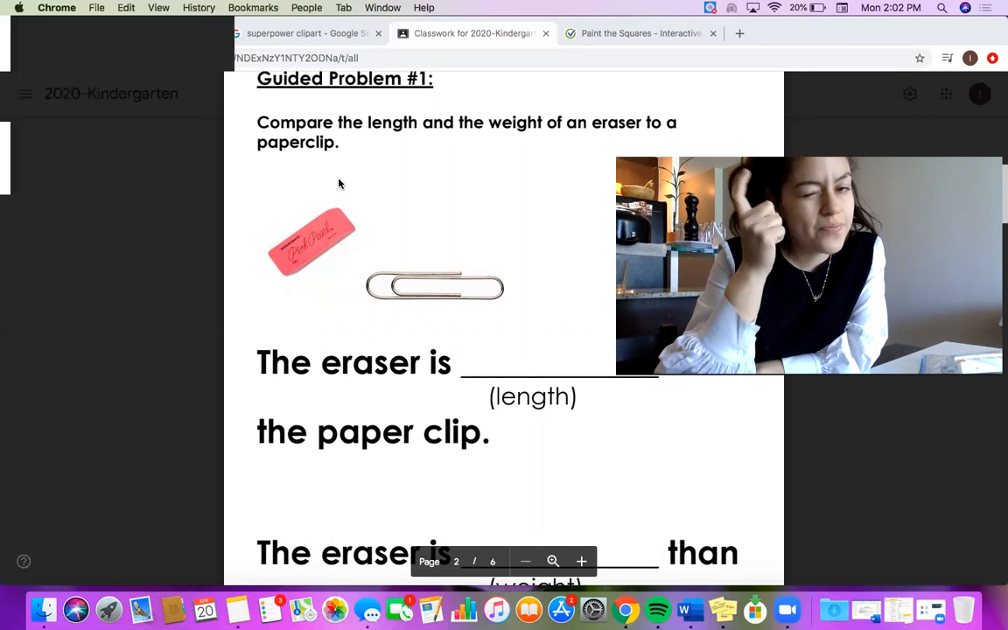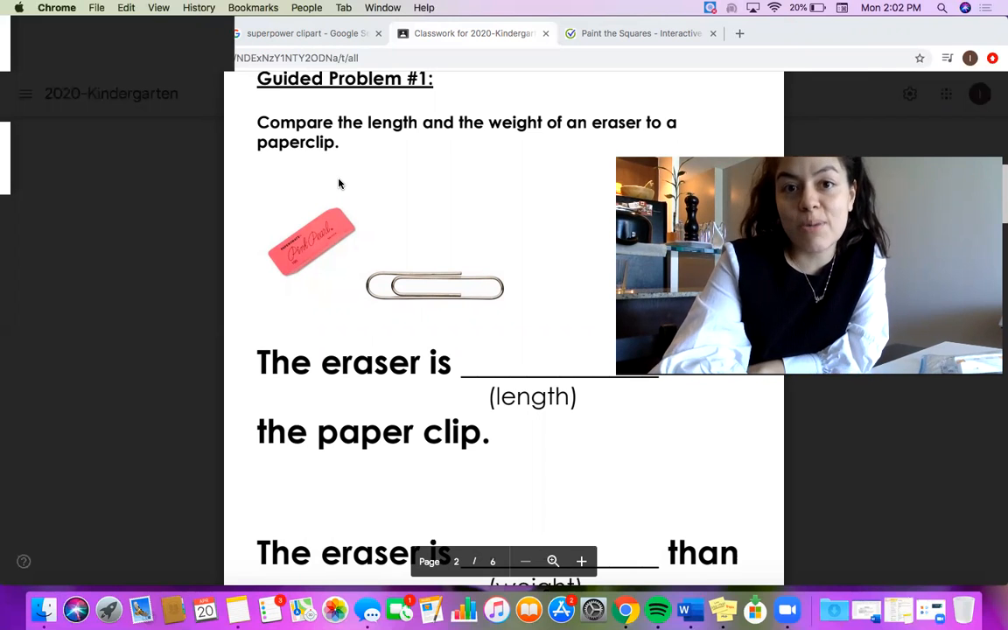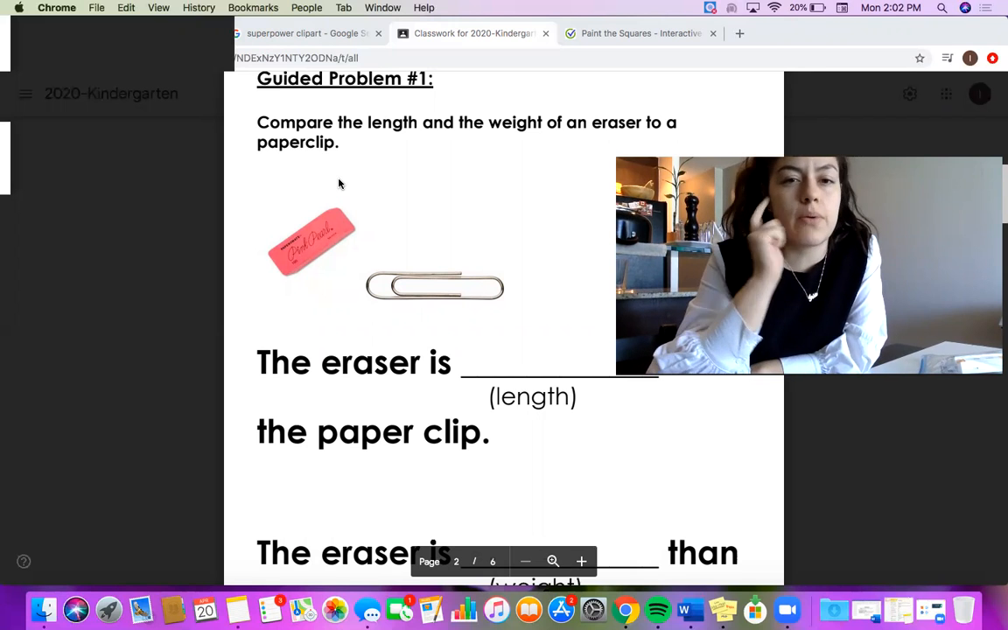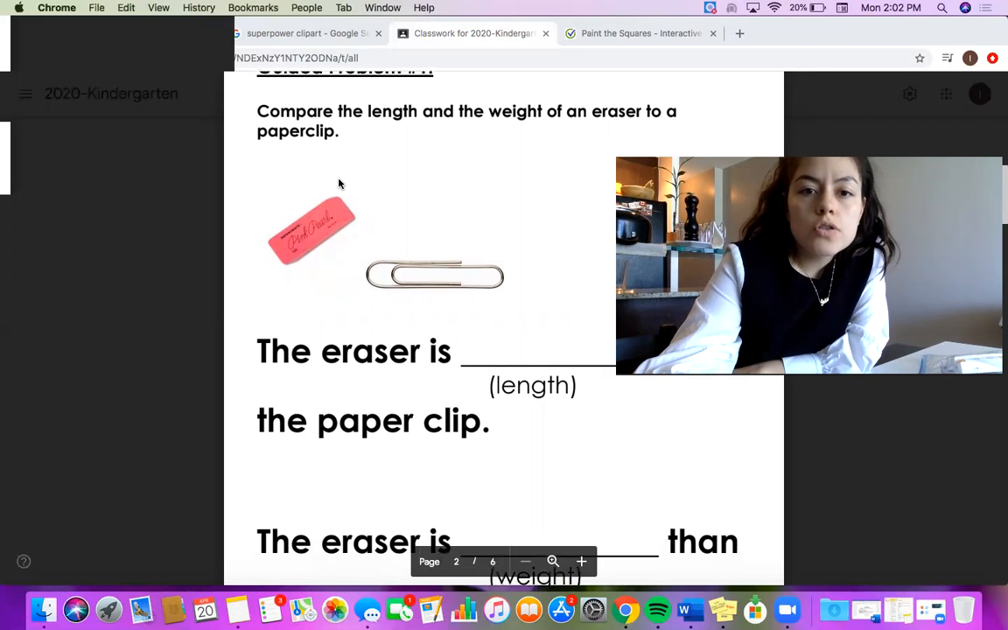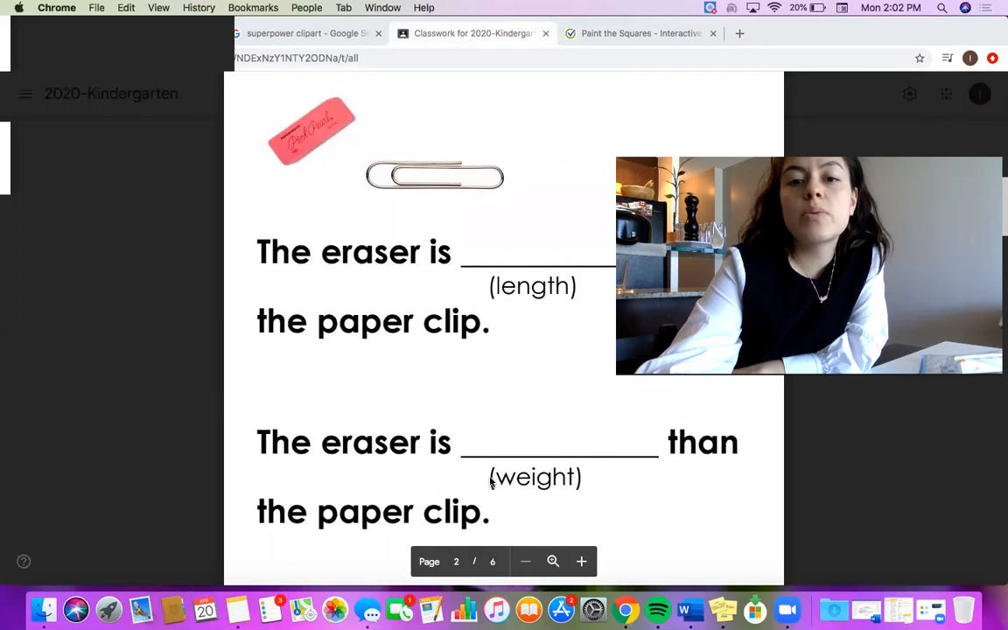You could also use your brain power to do an estimate. An estimation is a smart guess. So for this problem, I'm going to use my estimation powers. All right. So it's asking me to fill in 2 sentences here. Let's read what the sentences are.